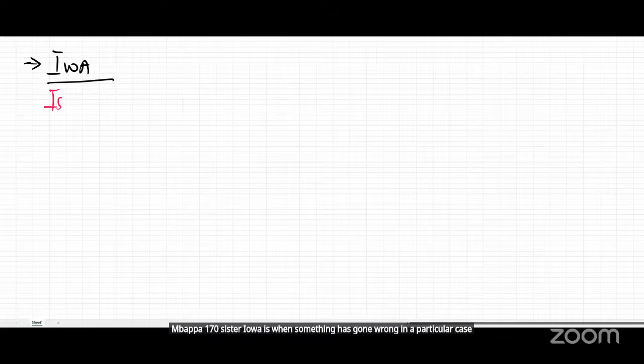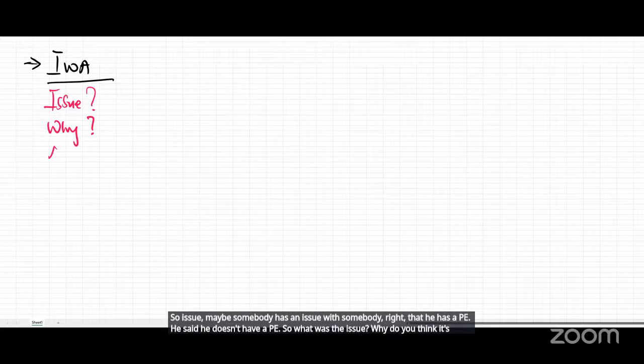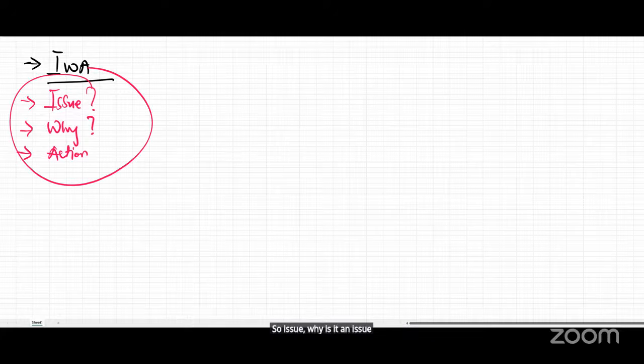So issue, maybe GRA has an issue with somebody, that he has a PE, and he said he doesn't have a PE. So what was the issue? Why do you think it's an issue? And what action can be taken? That's what we call Sister Iowa. So issue, why is it an issue, and what action can be taken?